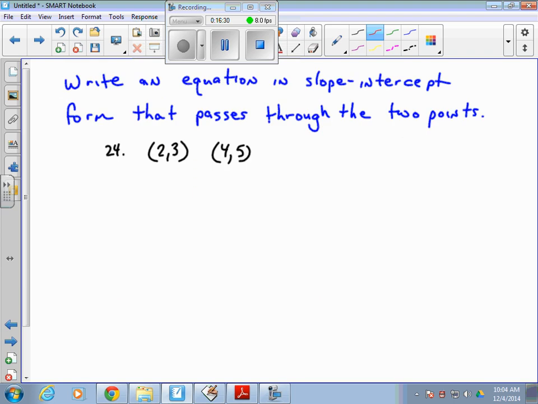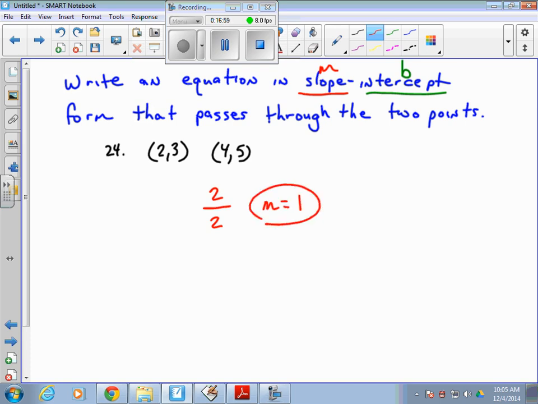And then there were a few I had to write in to make sure we had those on there. Write an equation in slope-intercept form that passes through the 2 points. We're writing it in slope-intercept form. We need to have a slope and a y-intercept. So in order to find the slope of 2, 4, 5, 3: 5 minus 3 is 2. 4 minus 2 is 2. Your slope, 2 divided by 2, is going to be 1.